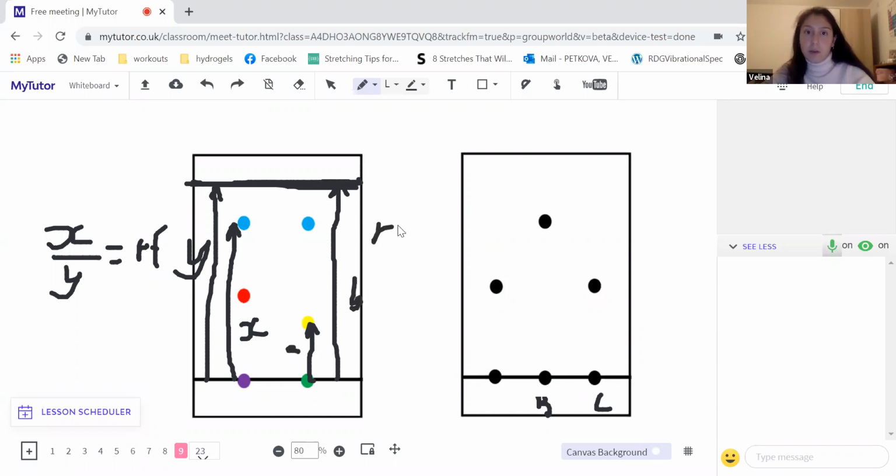So our RF is what? Does anyone want to jot that in the chat? What's the RF then? RF is retention factor, I think. Yeah, brilliant. A divided by B.